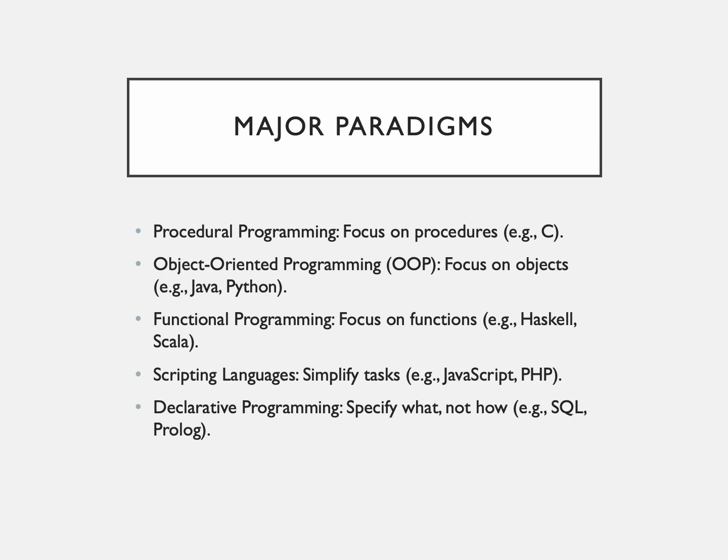Okay, fourth is scripting languages. Scripting languages simplify tasks and are often used for automating repetitive tasks or enabling interactivity on web pages. They are generally interpreted, making them fast to prototype with. Examples are JavaScript, which powers dynamic web content, and PHP, often used in back-end web development. These languages allow for rapid development and are commonly used in web environments.